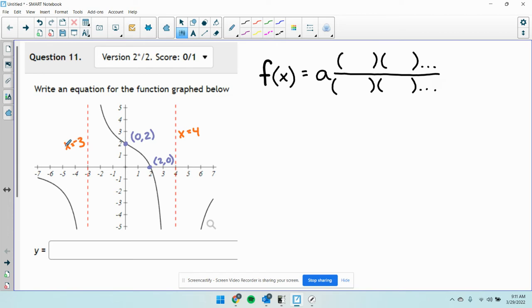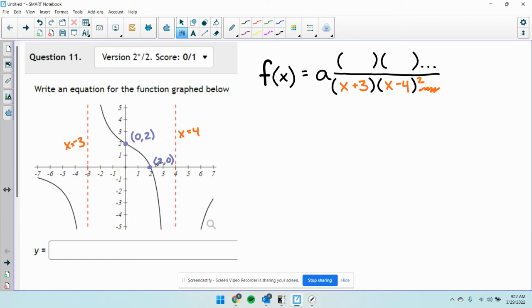So if there's an asymptote at x equals -3, that means we're going to have a factor of x plus 3, because if I plug in -3, I'll get 0 in the denominator. If I have an asymptote of x equals 4, that means I'm going to have a factor in the denominator of x minus 4, because if I plug in 4, I'll get 0 in the denominator, which will give me an asymptote. And since both ends of the graph as we approach this asymptote are going in the same direction, this is going to be squared. So that takes care of my denominator. I don't need this anymore.